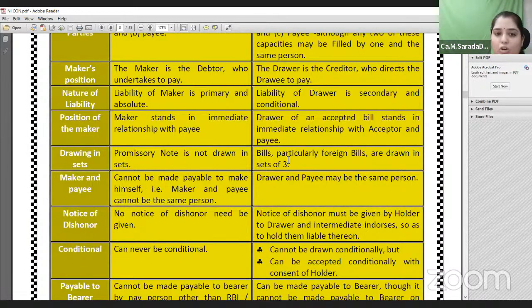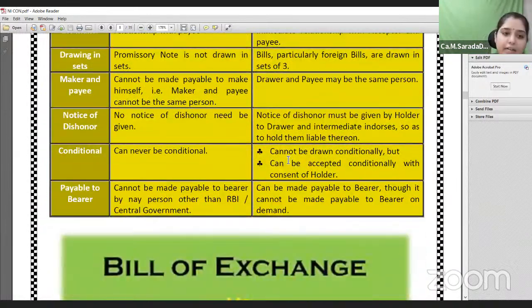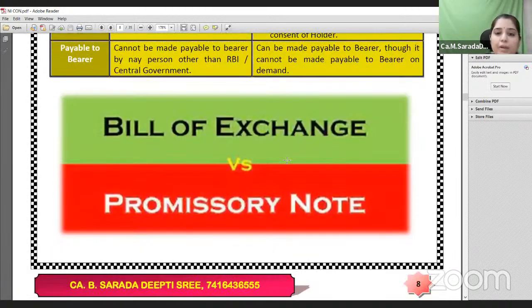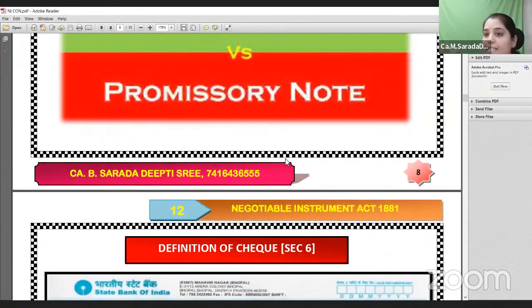A promissory note is not drawn in sets. Bills of exchange are drawn in sets. In a promissory note, there is no need to give notice of dishonor. Notice of dishonor is given in the case of a bill to the intermediary or immediate parties. And in both cases, it can never be conditional. These are a few important points relating to the promissory note and the bill of exchange. Very, very important basic information under the Negotiable Instruments Act.